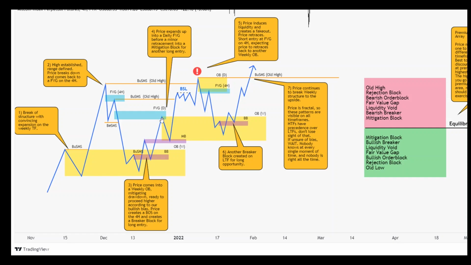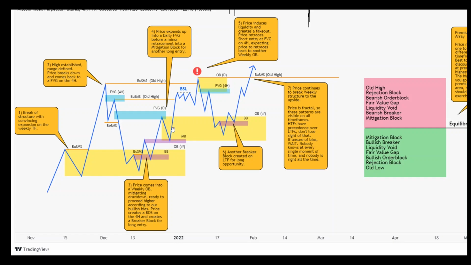So this would be a premium array, as if you take the top or bottom from this range, cut it through the middle, we are above equilibrium in this instance. So we're in a premium. So from this daily fair value gap premium array, we retrace into this discount. If you take this whole range, it's roughly about equilibrium, this mitigation block over here.